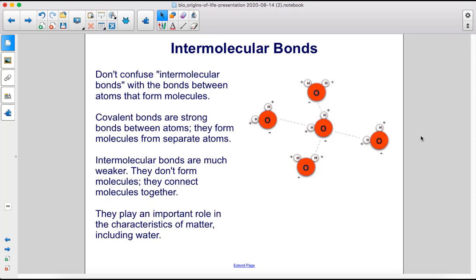Don't confuse intermolecular bonds with the bonds between atoms that form molecules. Covalent bonds are strong bonds between atoms. They form molecules from separate atoms. Intermolecular bonds are much weaker. They don't form molecules. They connect molecules together. They play an important role in the characteristics of matter, including water.